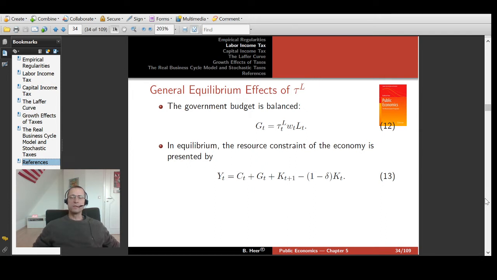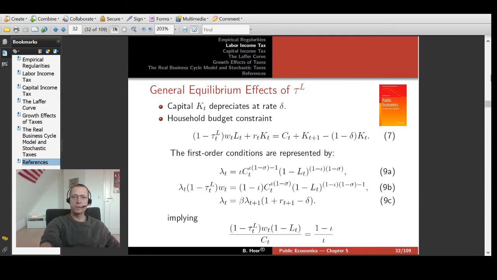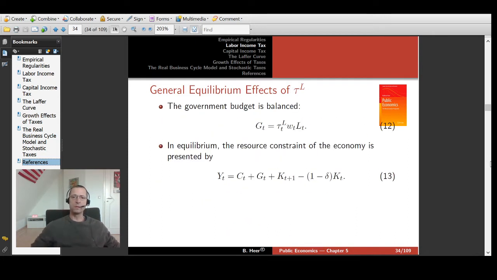Government runs a balanced budget, so total tax income is labor taxes. We just have one tax in our model, tau L times W L, and this is spent on government consumption, G, which is a pure waste, so it neither affects utility nor production in our economy. When we insert the budget constraint of the fiscal authority 12 and the factor prices W and R_t in the individual budget, equation 7, we derive the resource constraint of the economy.